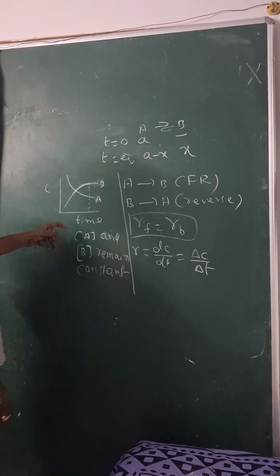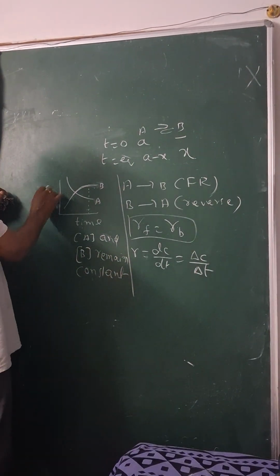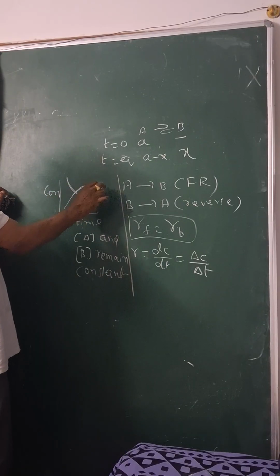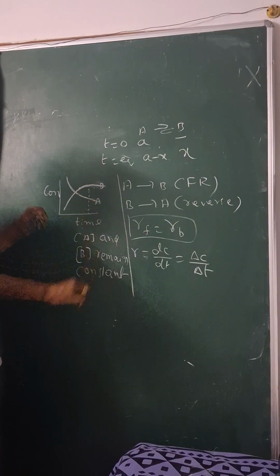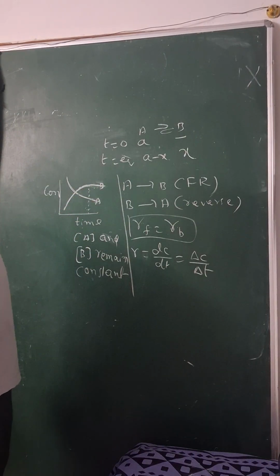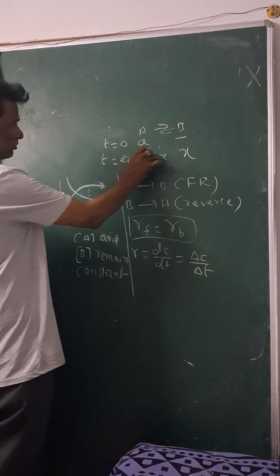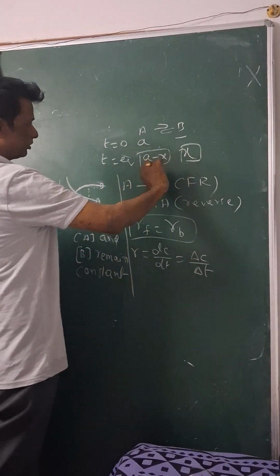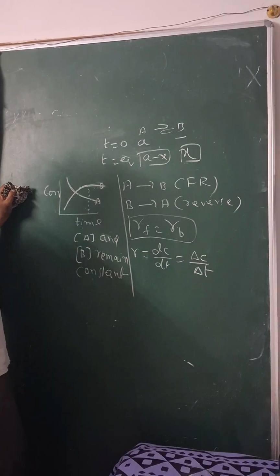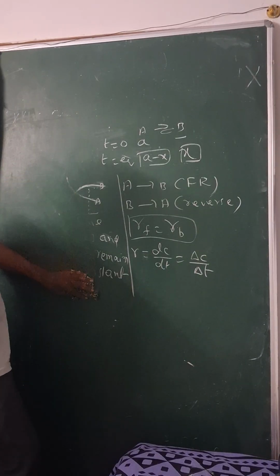So let us draw the graph between concentration and time. Molar concentration. Concentration of reactant decreases. A is reactant. Concentration of product increases. At one stage, concentration of A or B remain constant. Okay, this A minus X. This value remain constant, that is at equilibrium stage.